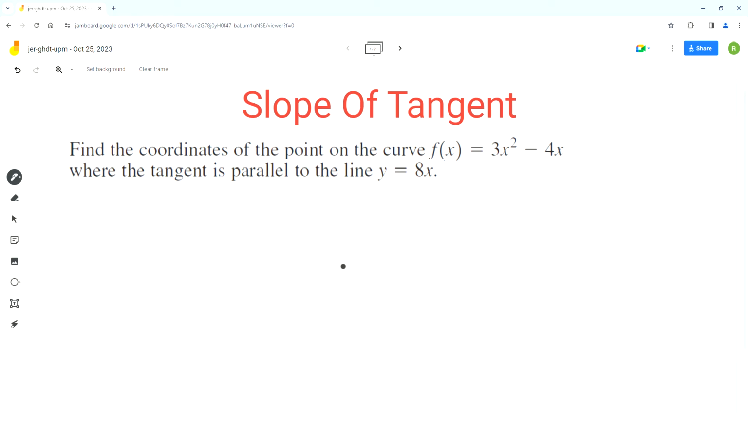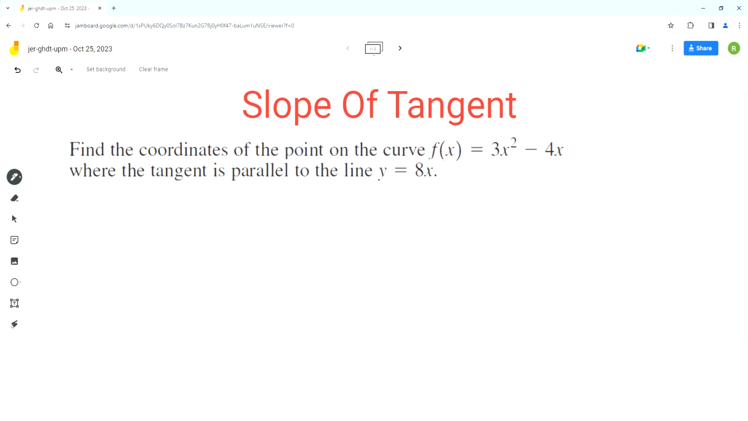So in this video, we'll solve this problem based on the concepts of limit. We have to find the coordinates of the point on the curve f of x equals 3x squared minus 4x, where the tangent is parallel to the line y equals 8x. Parallel lines have the same slope. So the first step is to find the slope of this given line.